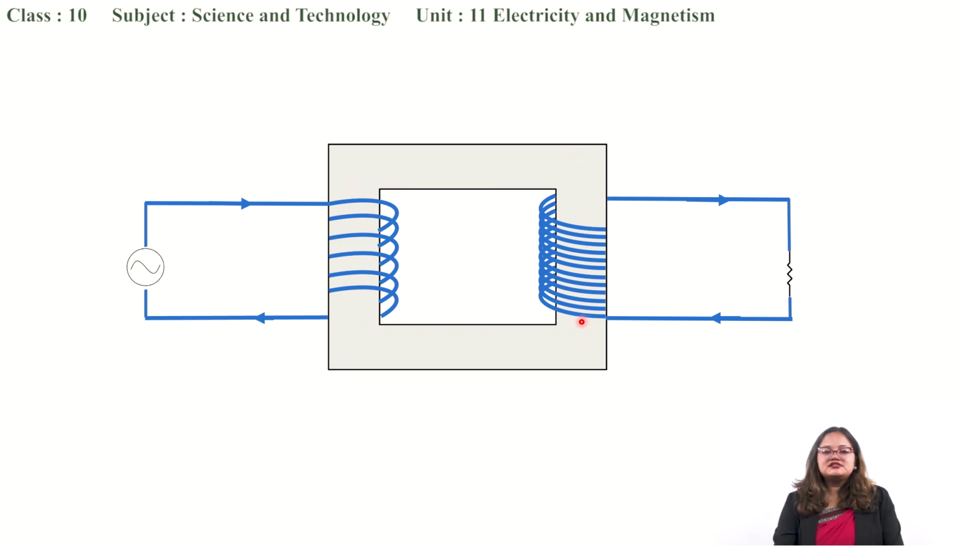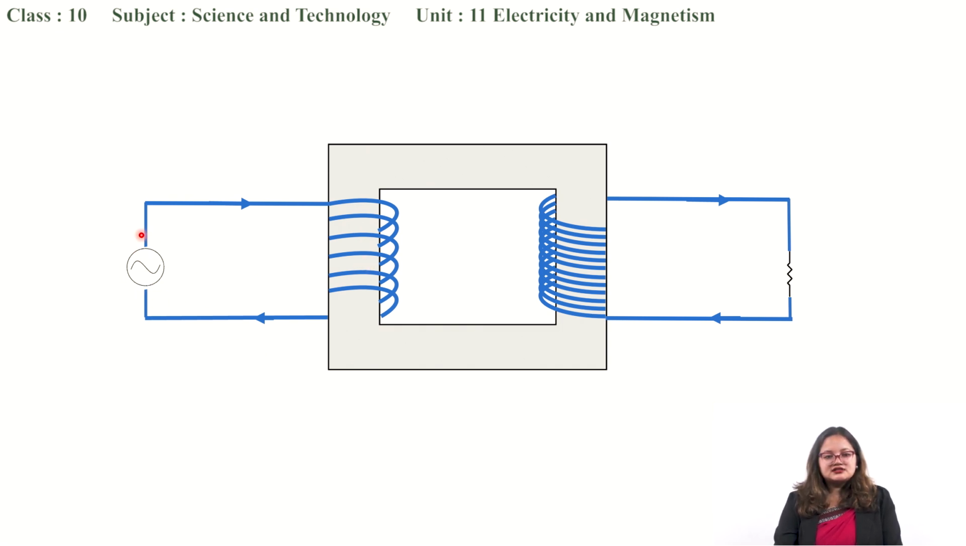So we use this laminated iron core to reduce the loss of energy in the form of heat, and we are using this ferromagnetic core so that the magnetic flux can pass from the primary coil towards the secondary coil very easily, and it also strengthens the magnetic field. So now you can easily recognize a primary and secondary coil as well.